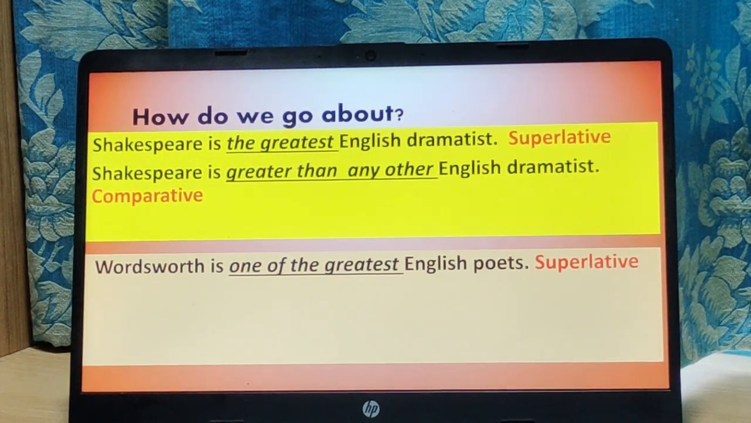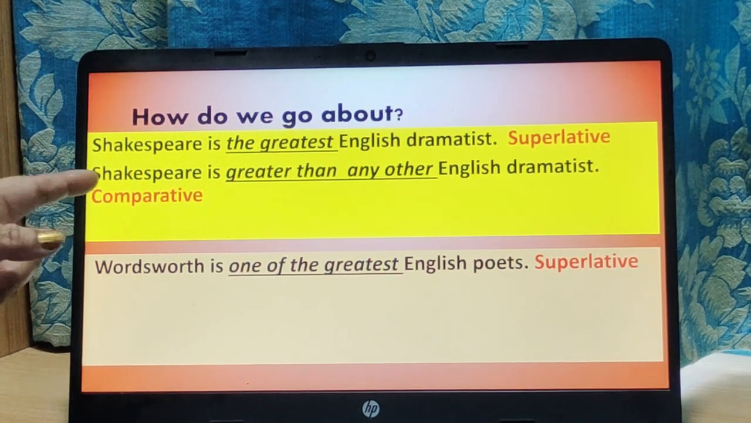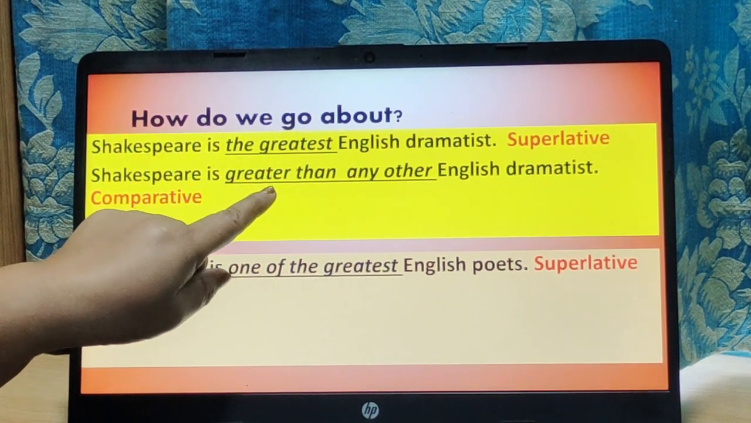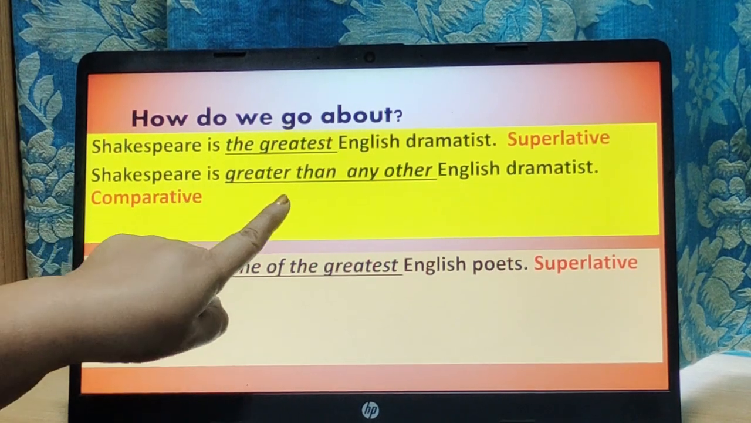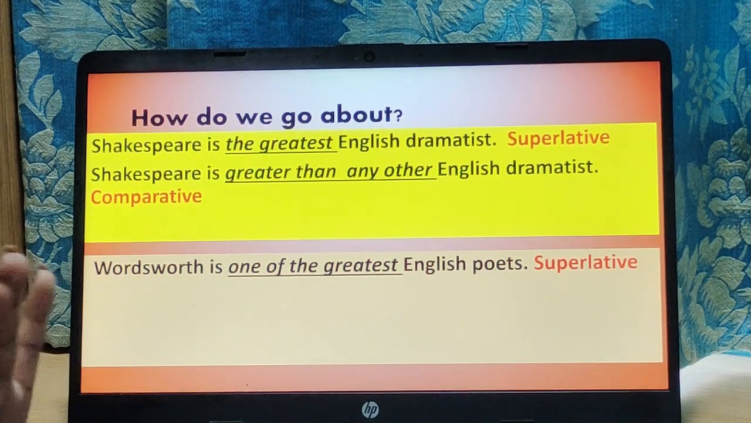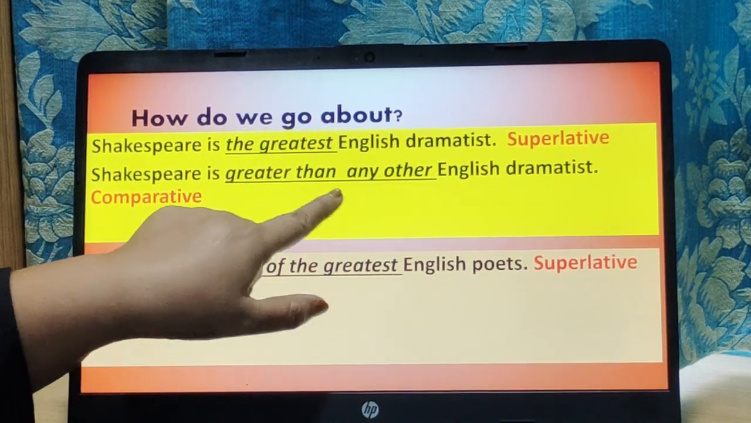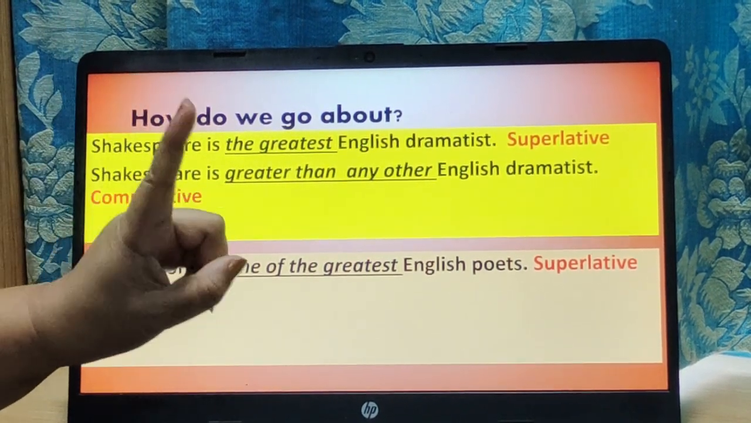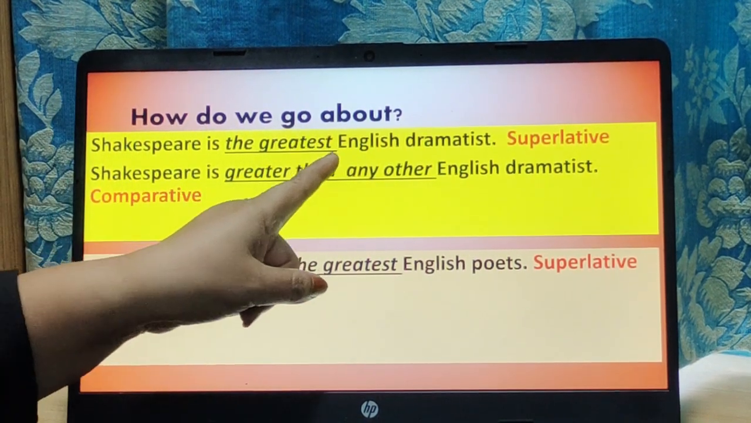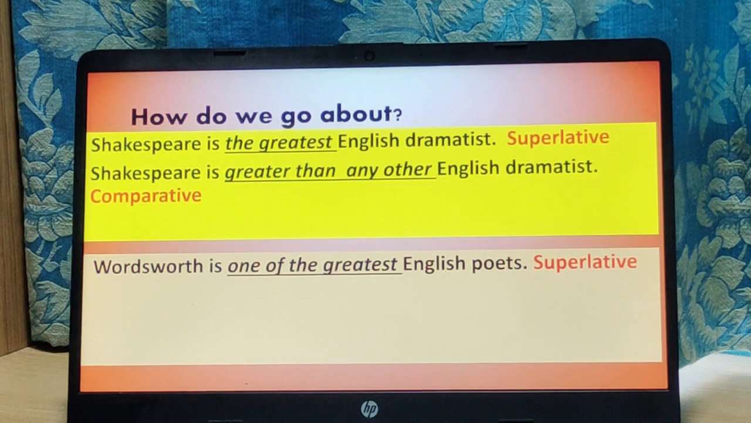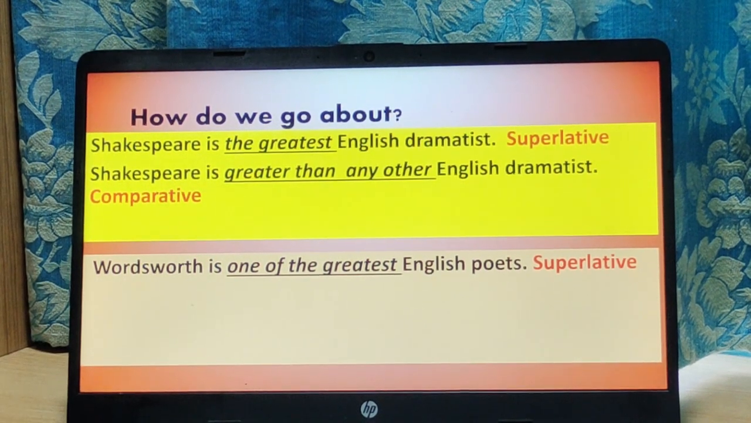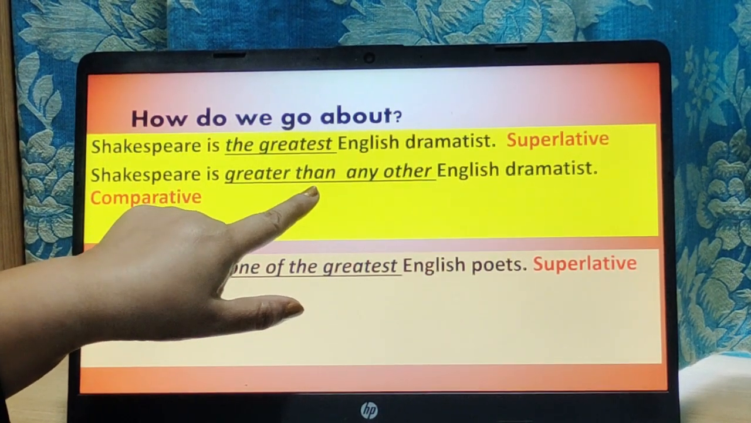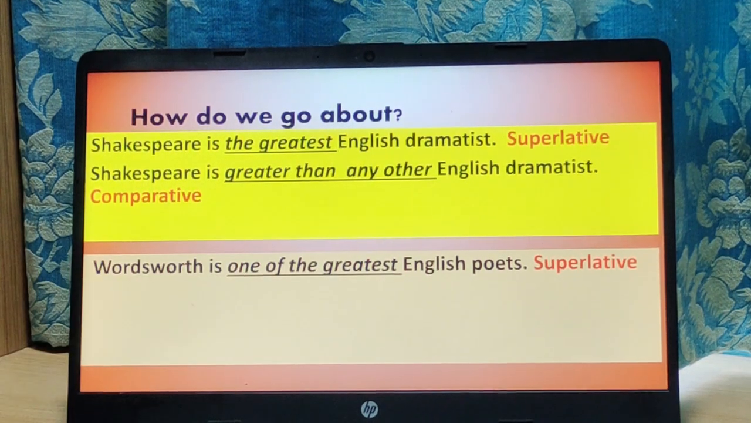Now, when we try to make a comparison, write a comparative degree, then we realize how to go about it. The greatest will become, in the comparative degree, greater, ER. So, Shakespeare is greater than, because there's nobody as great as Shakespeare, we use any. We have to remember that when we are talking about one single identity, one single individual, or one single thing, we have in the comparative degree the word any, which is very important to remember. And Shakespeare is greater, because we are using ER, comparative degree, than, THAN, than any other English dramatist.